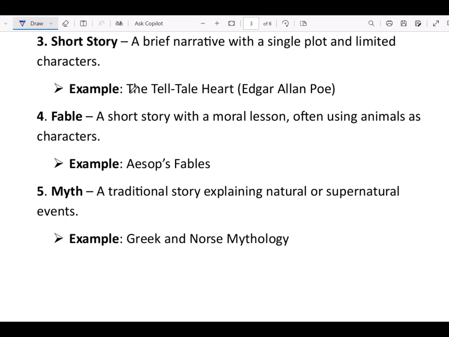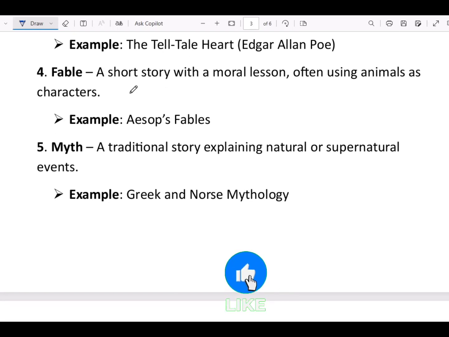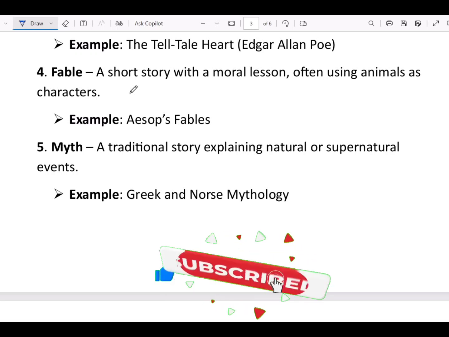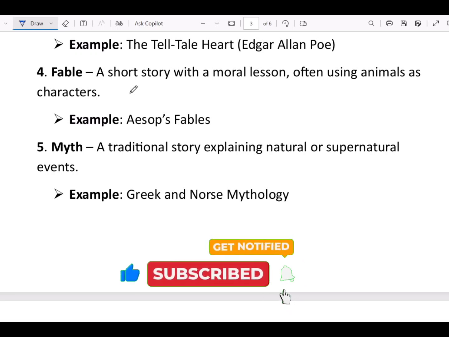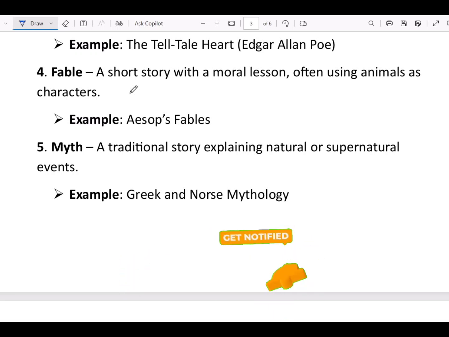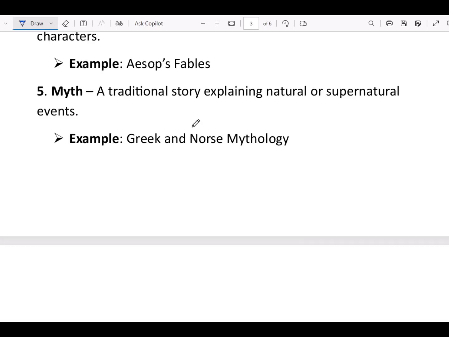Okay, now if we talk about the fable, a fable is a short story with a moral lesson. At the end of the fable, we learn a moral lesson, and it often uses animals as characters. For example, Aesop's Fables is one of the famous fables, and you'll see that in children's books also, they often use animals as characters, and in the end, we have a moral lesson to tell the students or the children. Okay, next there is myth.